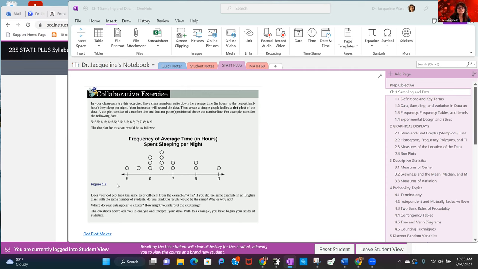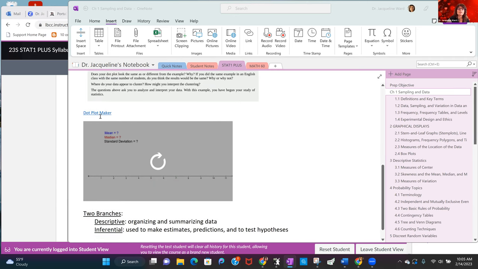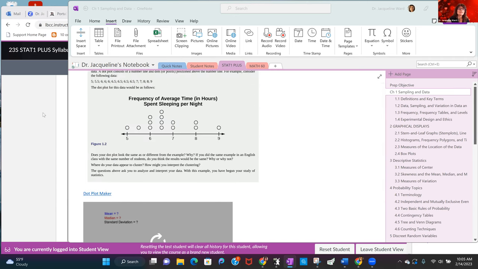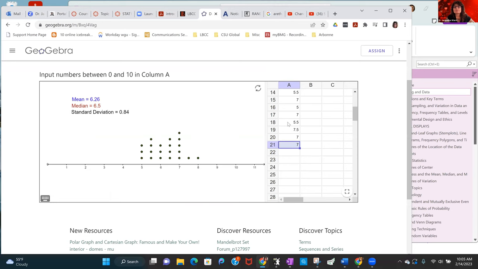And so the dot plot consists of a number line and then dots or points above the number line. So suppose these were the responses: 5 hours, 5.5 hours, six, six, six, and so on. So they're listed in order here. And then we plotted these on a dot plot, and you see an image for those data. Okay. So I've included a link here for a dot plot maker if you guys are interested, at home. And let's see, I have it up here as well.